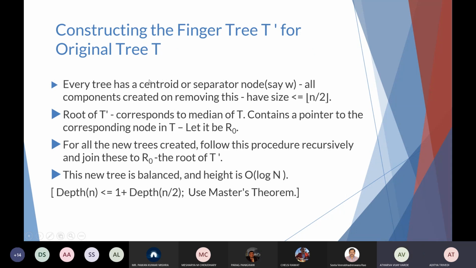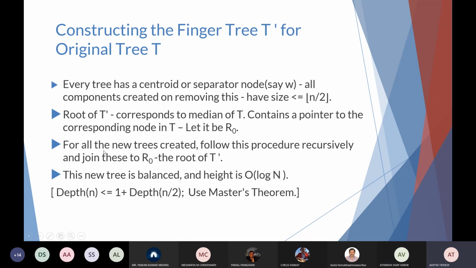So this is well known: a centroid is a point such that on removing it, all the rest of the components, which are also trees, will have size less than or equal to n by 2. Okay, so let us start this. For T, find the median and keep it as the root of T dash. Let it be R0, and this R0 will also contain a pointer to the node which was the centroid.